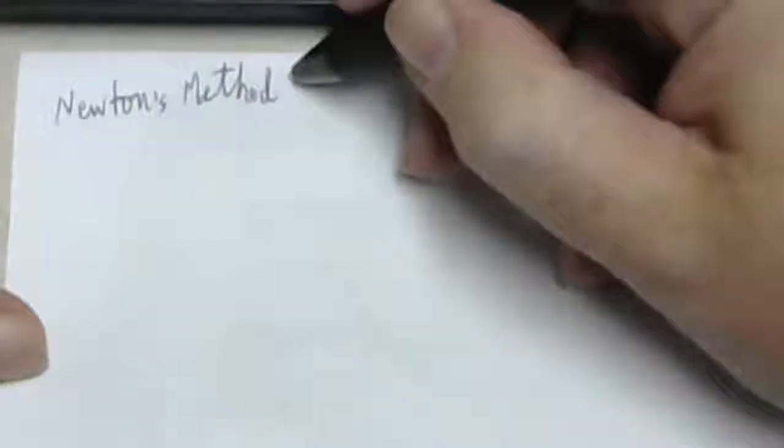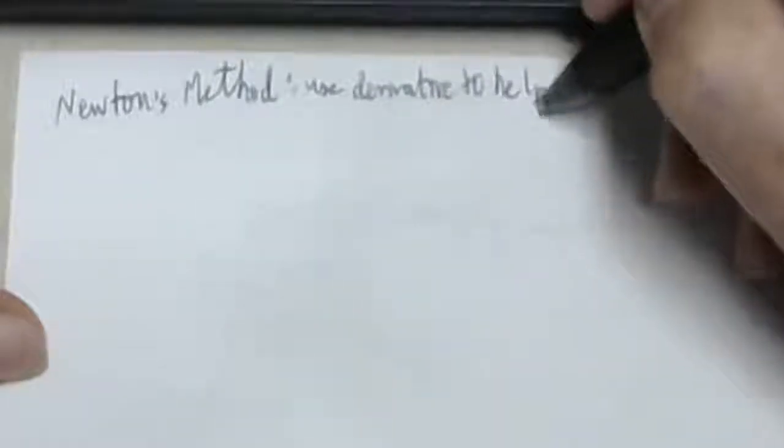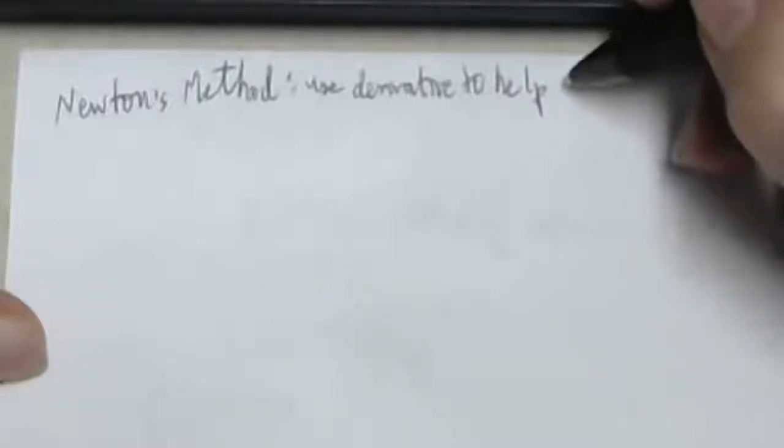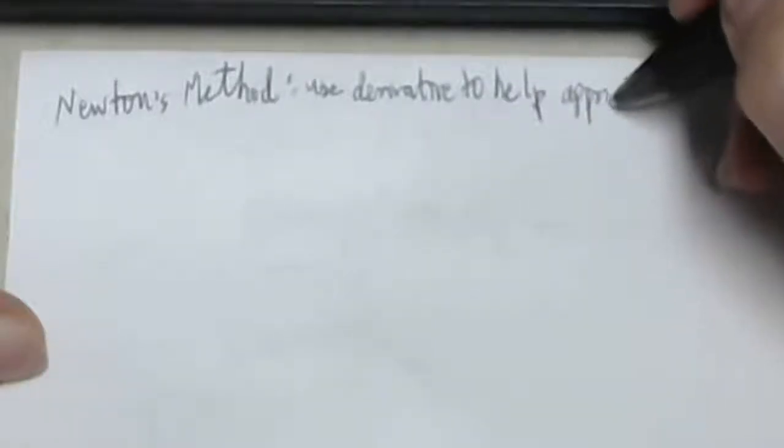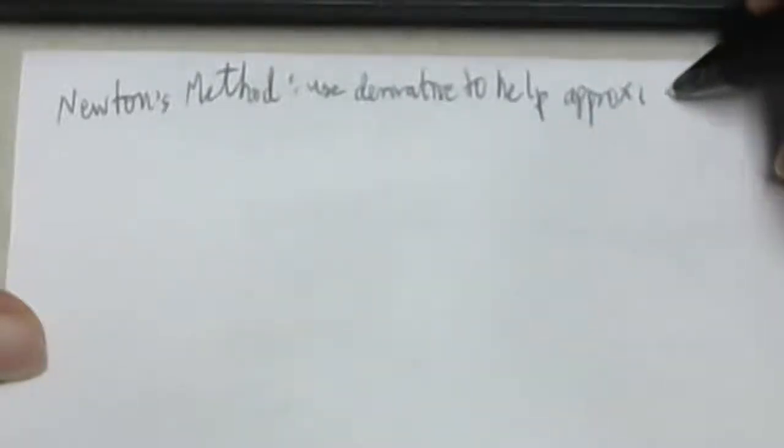I'm going to do a quick explanation of something called Newton's method. What's Newton's method? Well, the idea behind Newton's method is that we're going to use the derivative to help approximate a root.